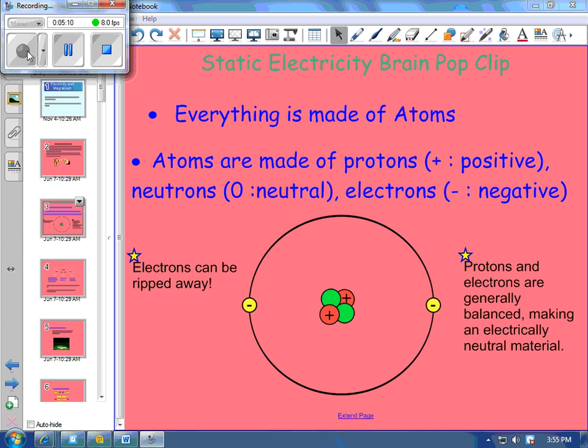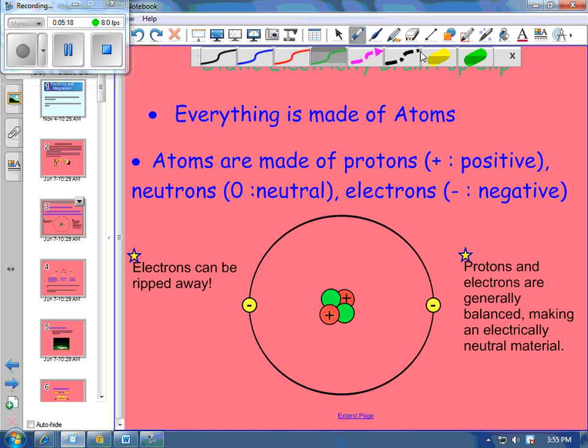Okay, so since you've seen that Brain Pop, now we can take some notes. First off, let me grab the highlighter. Everything is made of atoms. This is right on your note sheet. So in the blank, you are going to fill in atoms. Everything is made of atoms.